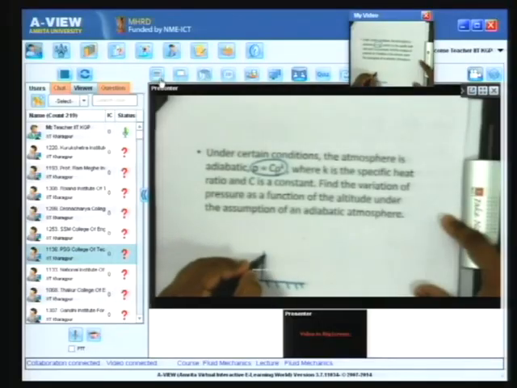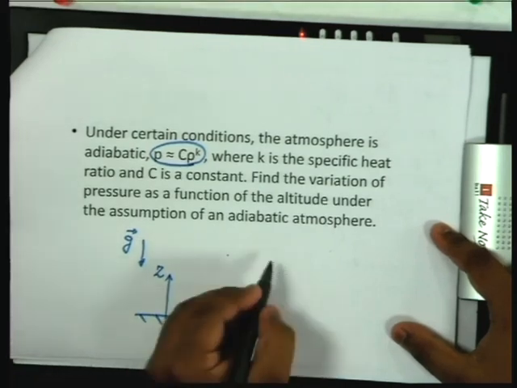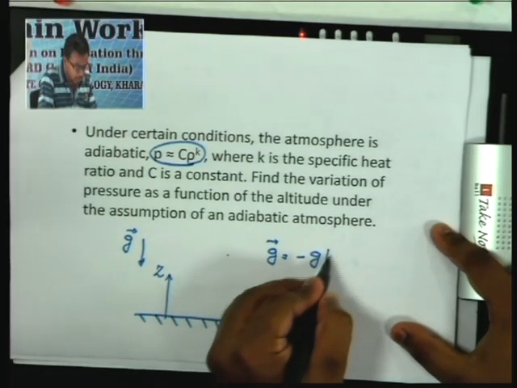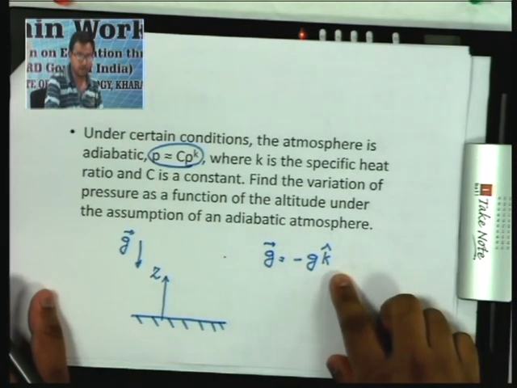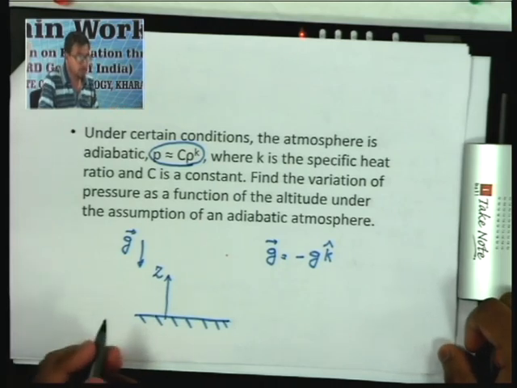So I will draw a picture here. Let us say that this is our ground, and I will have my z axis pointing directly upwards, and gravity is acting downwards. This is gravity, so g is minus g k, where k is a unit vector along the z axis.